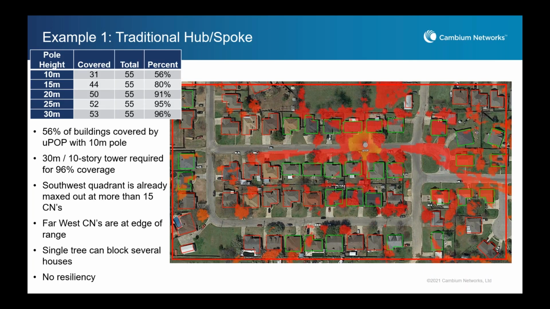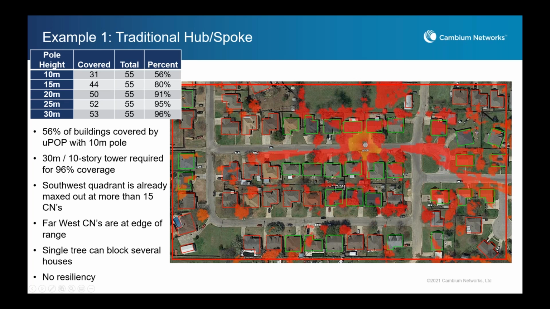In that traditional hub and spoke, if you want to cover all 55 of the homes, you need to put a tower 30 meters high. So you're going to put a 100-foot tower in the central site of this neighborhood. And that's not going to be too popular with the homeowners association, but that's what you need in order to get line of sight to all of these green homes in the area, or the ones that are highlighted in green. To get to all of the homes, you need to go to a 100-foot tower.